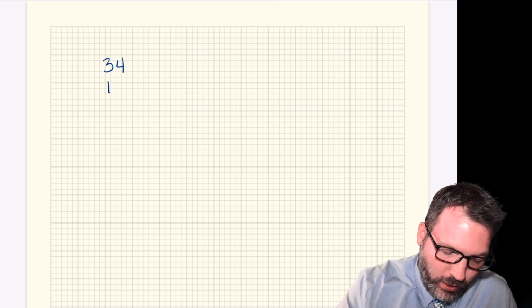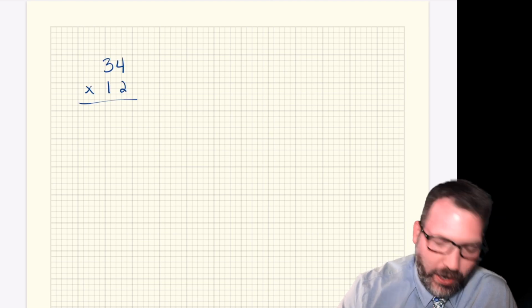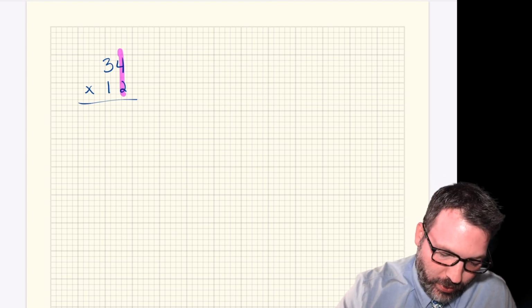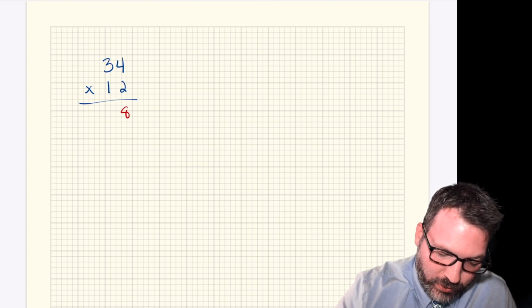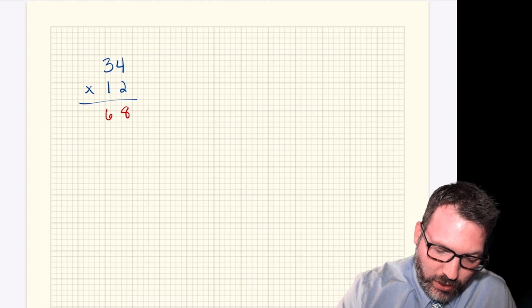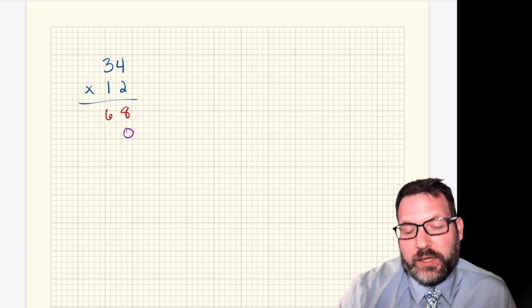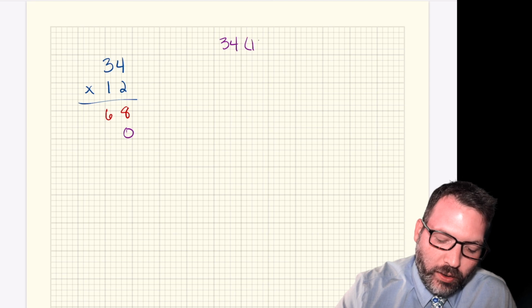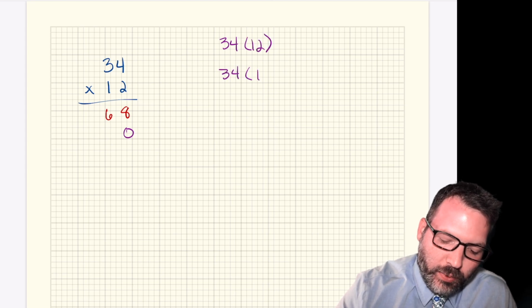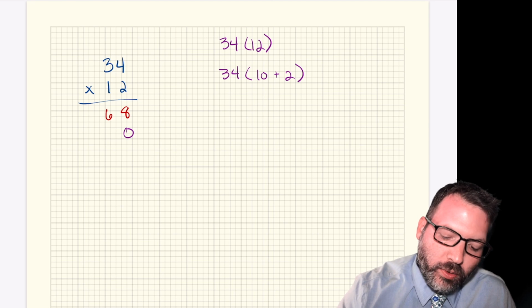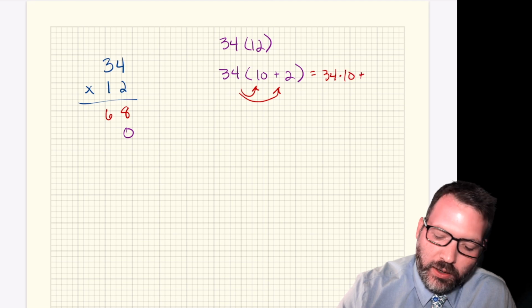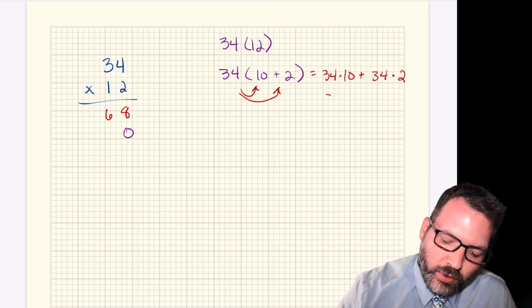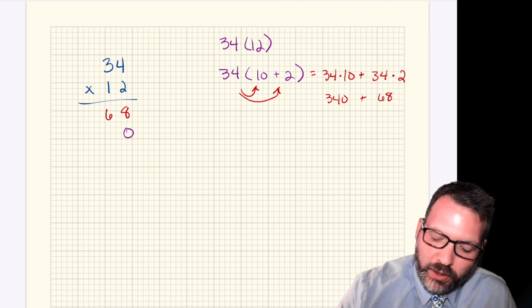So again, just to get this up here, let's do 34 times 12. We know that our standard algorithm would say, let's start by multiplying the 2 and the 4, and then the 2 and the 3, and so, of course, 2 times 4 is 8, 2 times 3 is 6, and then we do a placeholder. We know now that essentially what we're doing is we're taking that 12 and we're splitting it up into a 10 and a 2. And so when we perform our distribution, we get 34 times 10 plus 34 times 2, or 340 plus 68.